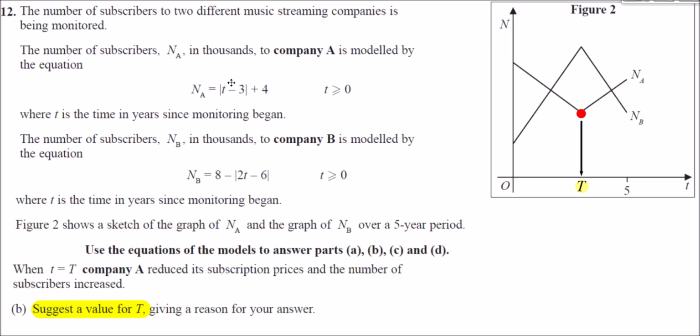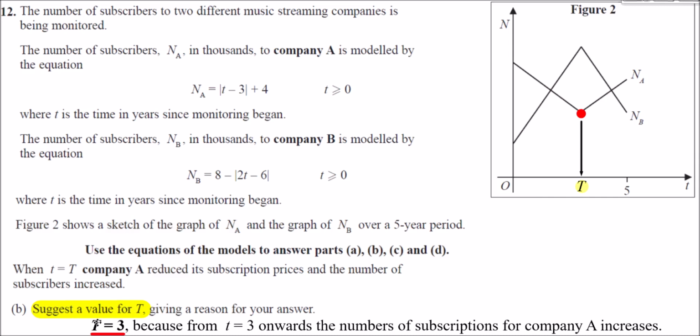So you get 3 minus t, hence a gradient of -1 before 3. From 3 onwards, t minus 3 is non-negative, so that has a gradient of just 1 because you have 1t. So clearly, the critical point is when t is exactly 3. To get the wording correct and make sure you score marks, I'd suggest putting something simple, state capital T equals 3, and then simply say because when t is 3 and onwards, the number of subscribers for company A is increasing.